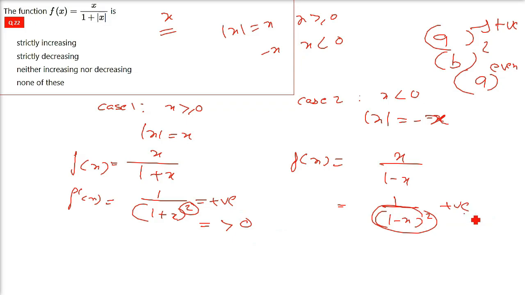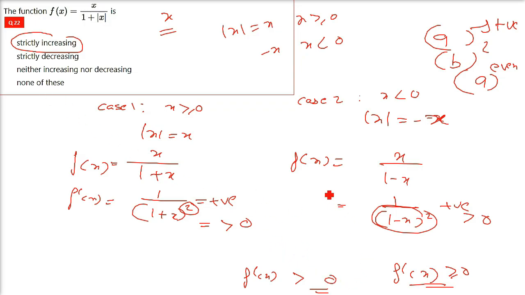So in both the cases, what we got is that it is strictly increasing, because f dash x, which is the differentiation of this function, in both the cases is greater than 0. Greater than or equal to 0 is just increasing. Greater than 0 is strictly increasing. So the first option should be taken.